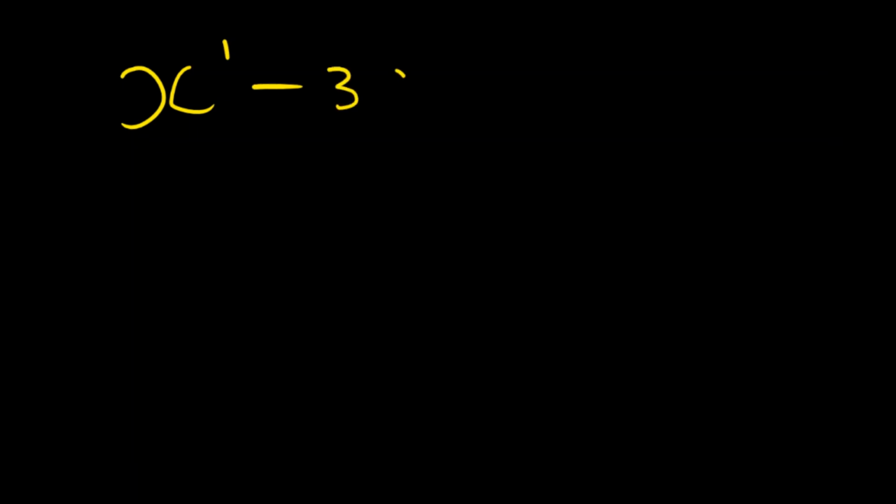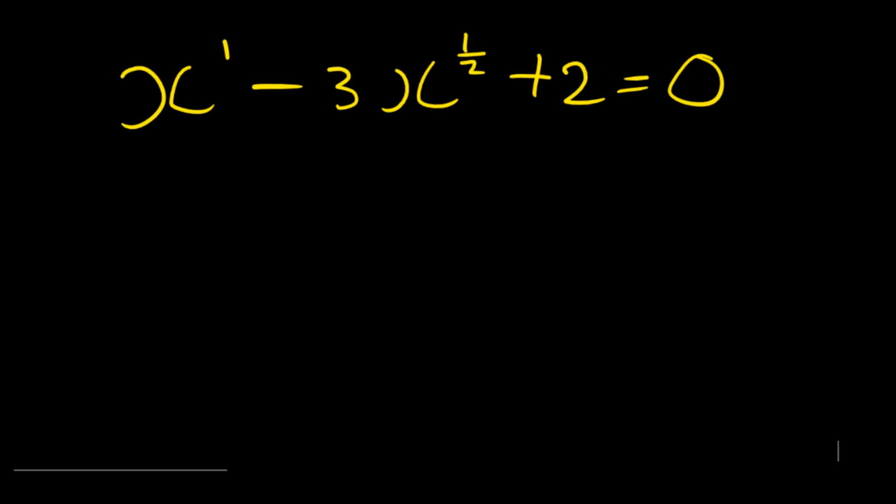Let's do another problem. We have x to the power of 1 minus 3x to the power of 1 over 2 plus 2 is equal to 0. So here we are having x to the power of 1 and x to the power of 1 over 2. Which one is smaller? The smaller exponent of base x is x to the power of 1 over 2. It's smaller compared to x to the power of 1, right? Hope that makes sense, right?